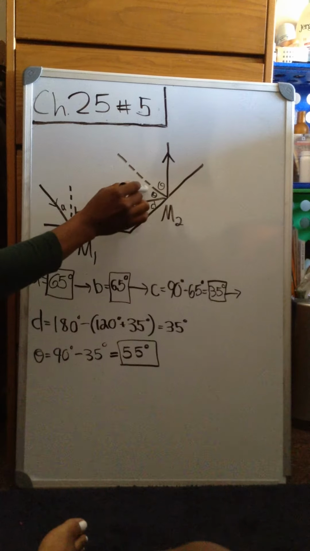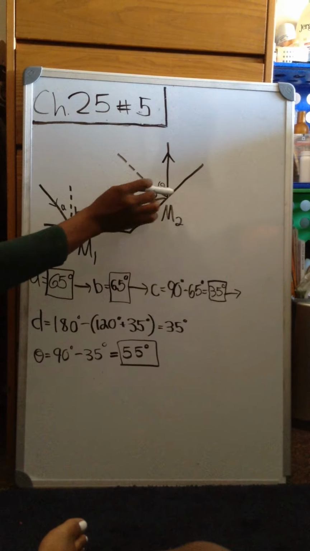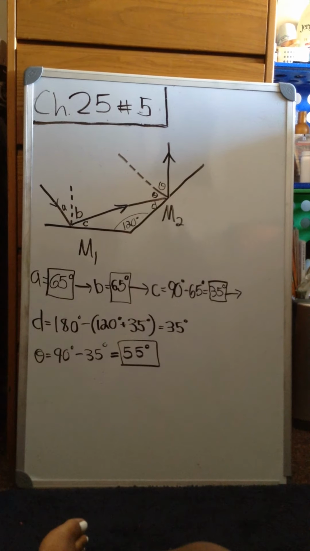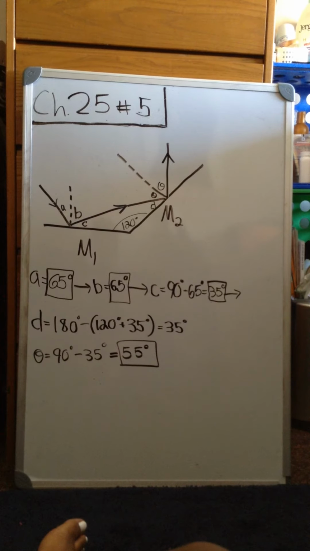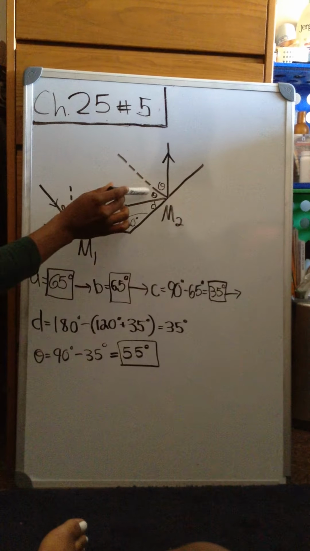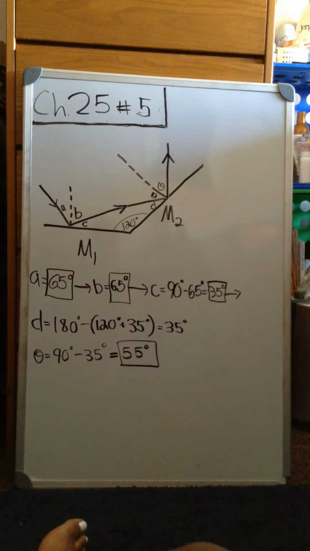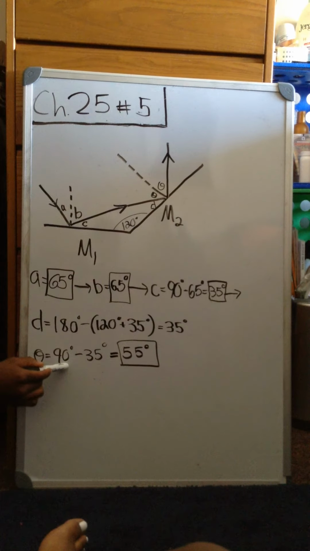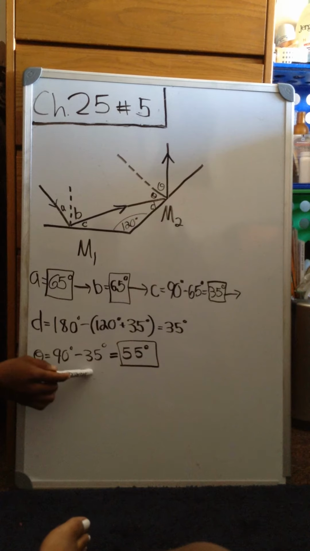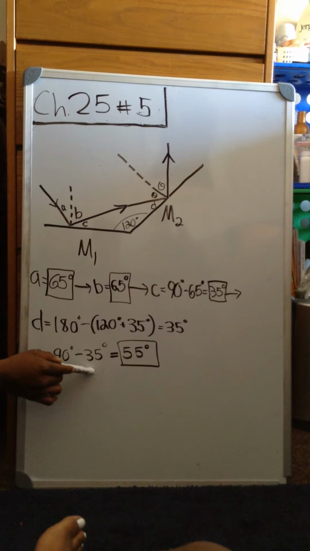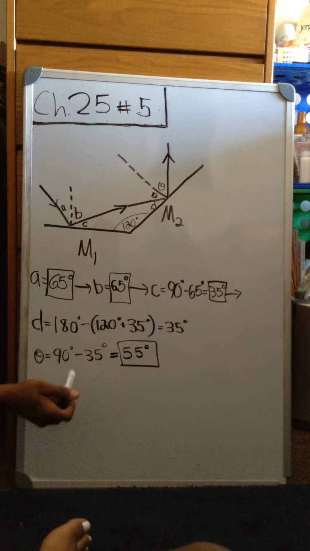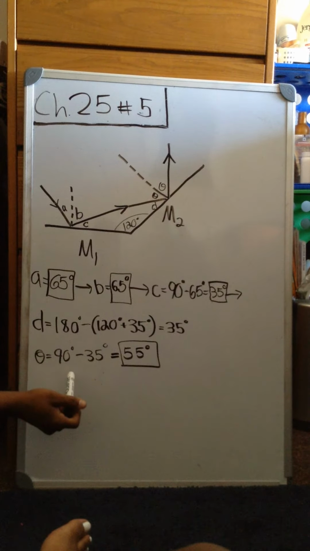And lastly, to solve for theta, we can see that angle theta and angle D actually are complementary, so their sum must be 90 degrees. So to solve for the value of angle theta, we simply take the 90 degrees that angle theta and angle D make up together, and subtract angle D, which we learned was 35 degrees, from it, to get the difference, which would be our angle theta, which is 55 degrees.